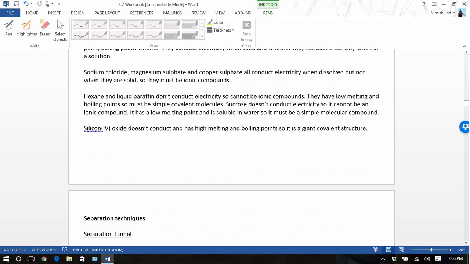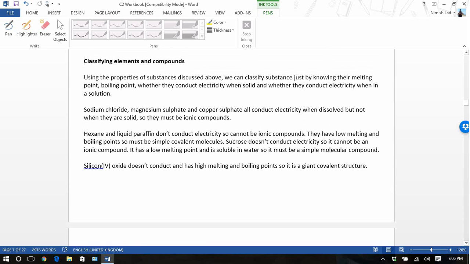So you need to know how to classify elements. Essentially, use these ideas of properties of structure, like whether it can be dissolved, talking about solubility, knowing the melting point and boiling point, to decide whether they conduct electricity, to decide whether they're covalent simple molecular, covalent giant molecular, or ionic.